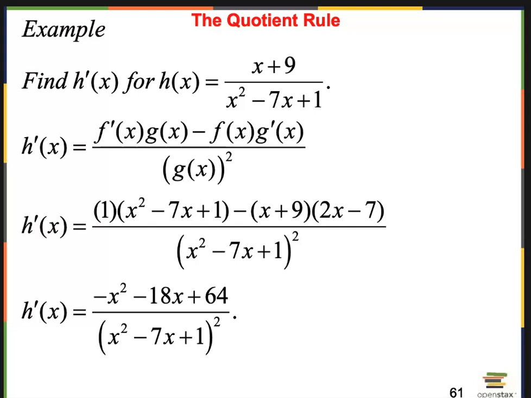So here we have a function, and we can let the numerator be f of x, and the denominator be g of x. Find the derivative of each one, and then plug it into our rule.